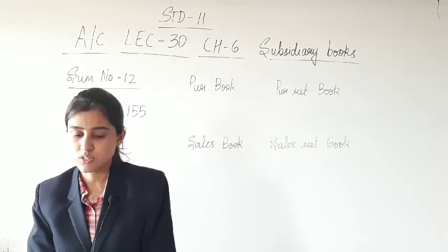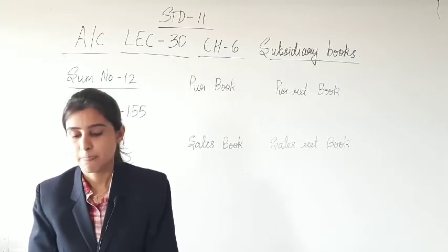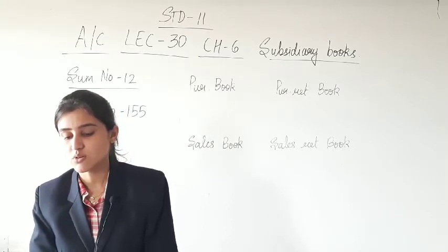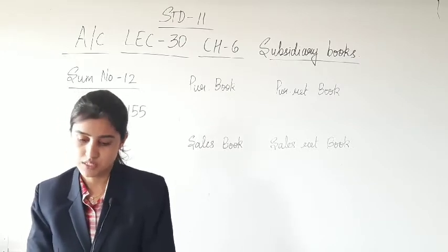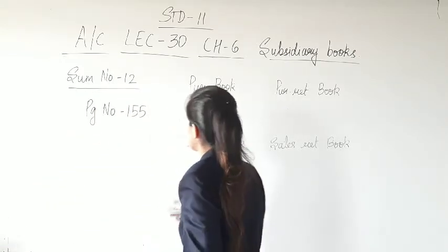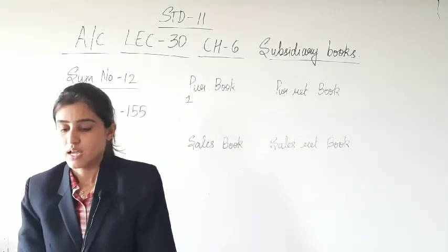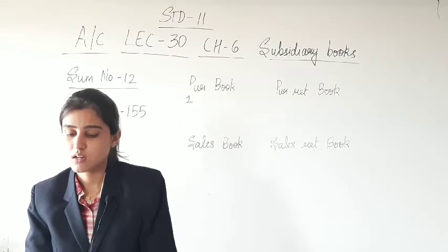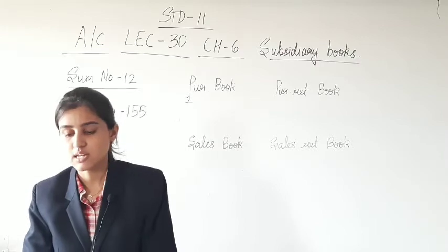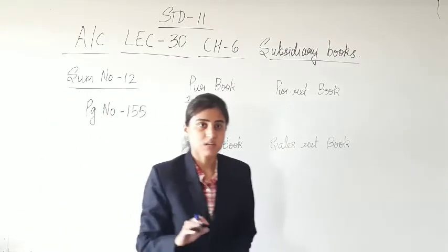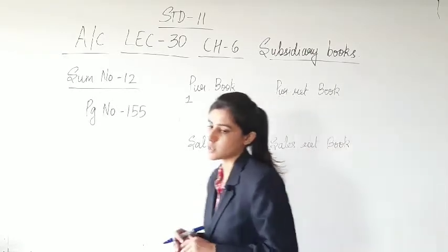So, first transaction, November 1st, 2015, purchased goods of rupees 30,000 from Ramanuj at 10% trade discount, bill number 120. Obviously, this is a transaction of purchase. The first transaction will be recorded in purchase book, and the name of the supplier Ramanuj. Amount, if we are talking about 30,000 at 10% trade discount. What is 10% of 30,000? 3,000. So, net amount of goods 27,000.